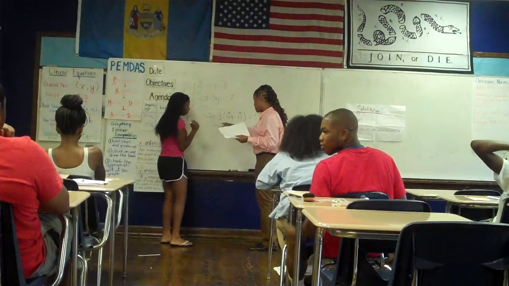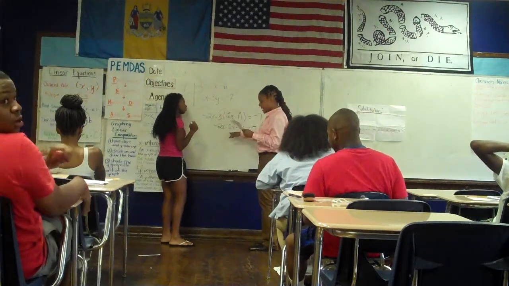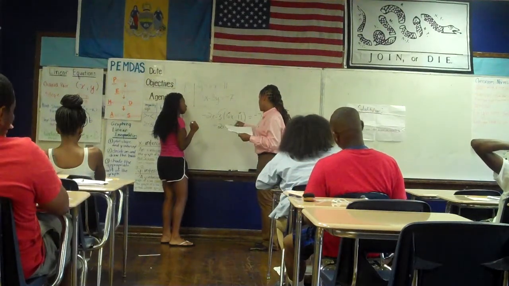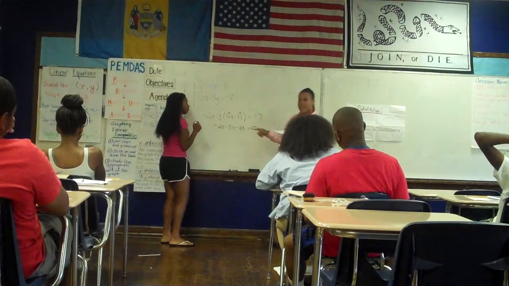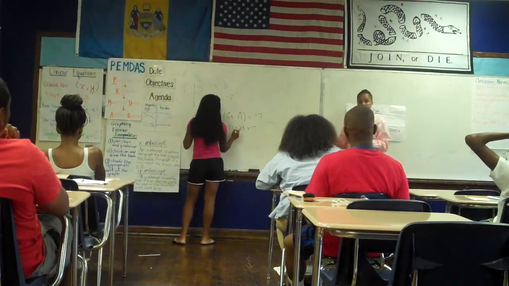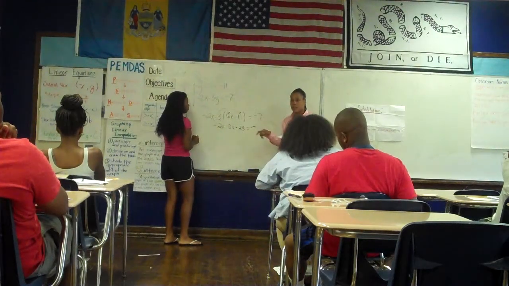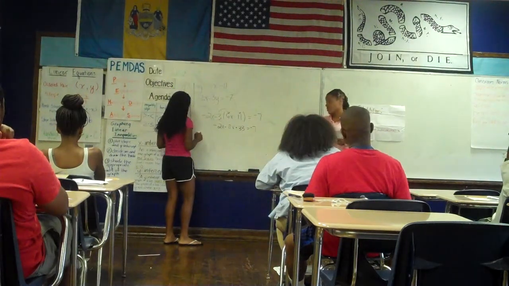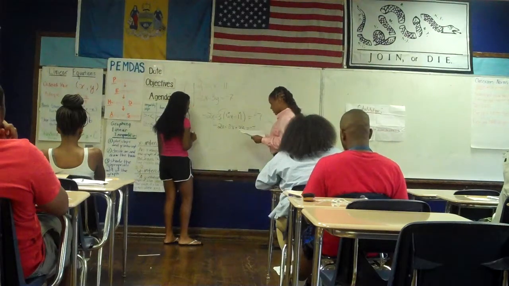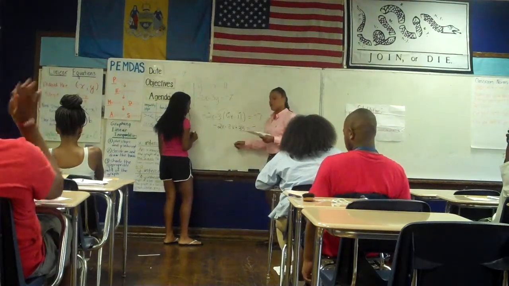All right, let's check our work. Negative 2x minus 18x. Well, be careful. What's a negative times a negative? Positive. So what's negative 3 times negative 11? Positive 33. Okay? Equals negative 7. Excellent. What is she going to do now?